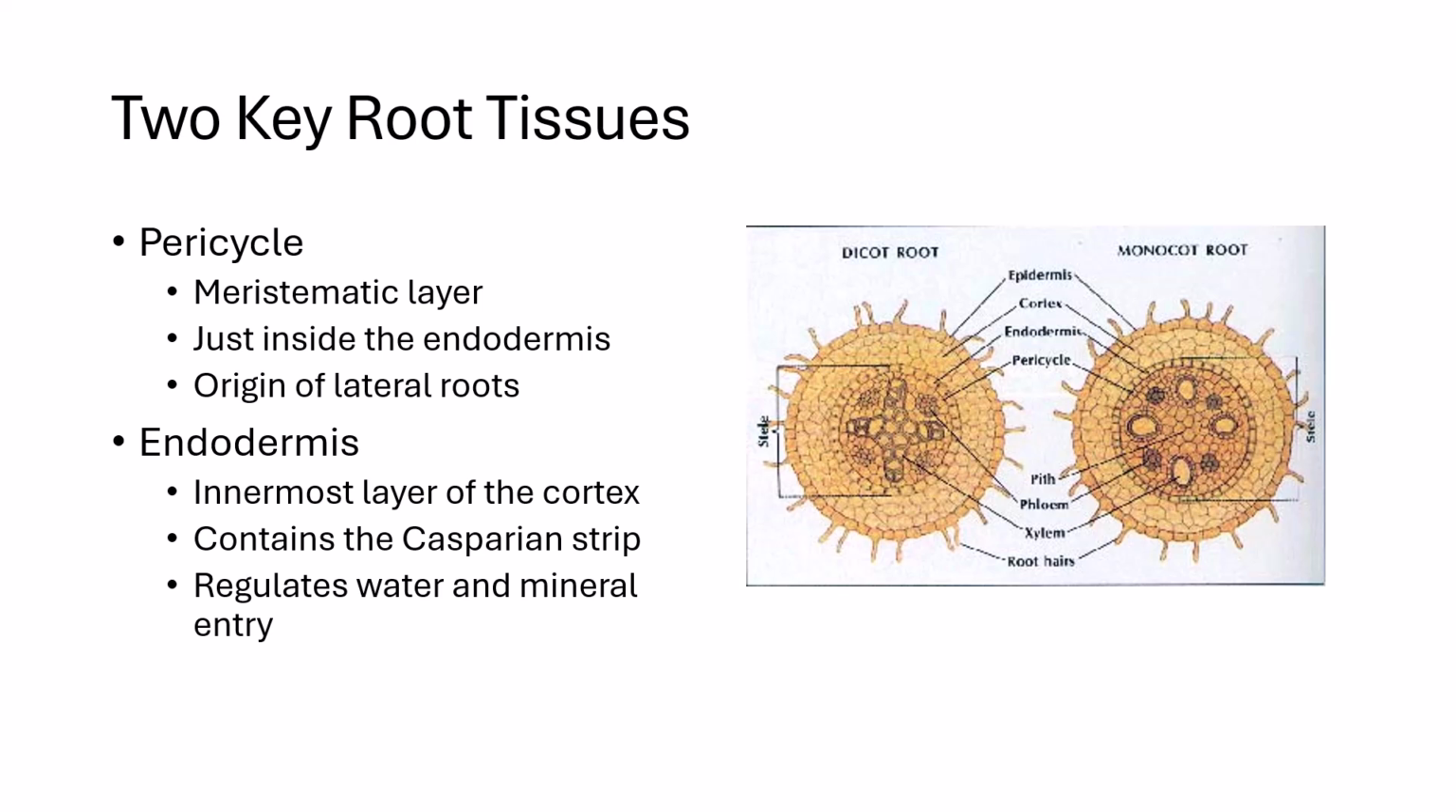There are two tissues you should pay special attention to in this lab. The pericycle is a meristematic layer located just inside the endodermis. This is where lateral roots originate, so even in a mature root, this tissue is still capable of cell division. The endodermis is the innermost layer of the cortex. Its cells contain the Casparian strip, which is a band of waxy suberin. This structure acts like a checkpoint, regulating what can and cannot enter the vascular system. Together, these two tissues play a huge role in controlling transport and growth in the root.